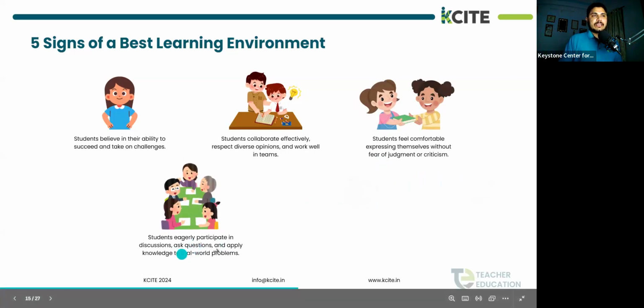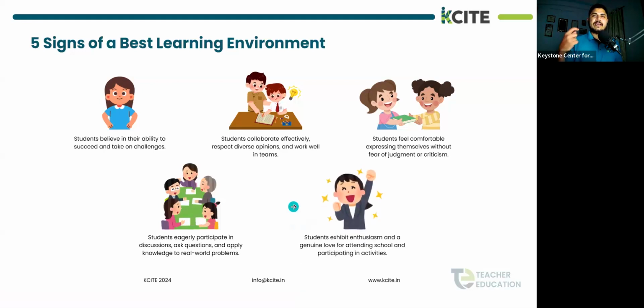Students eagerly participate in discussions, ask questions, and apply knowledge to real world problems. So this is also one of the characteristics of an environment. Students exhibit enthusiasm and a genuine love for attending school and participating in activities. So I am sure you must be having these scenarios at your school as well. When we start teaching learners as per their learning styles and the environment, the activities, the opportunities we are providing in the classroom, when they feel everything that you see on the screen, they also demonstrate enthusiasm, a great deal of enthusiasm to come to school every day.